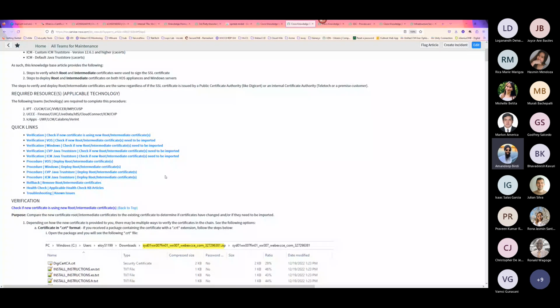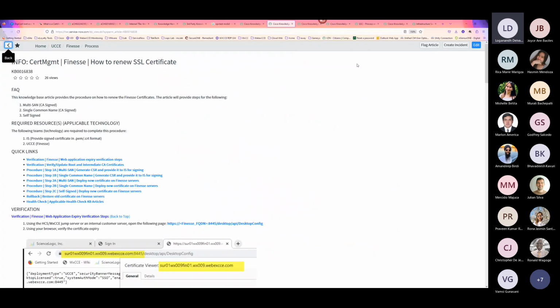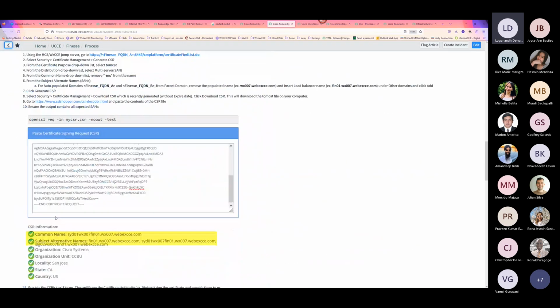Any questions on this piece? Or any questions overall? I have one question here. Myself, Logan. Yes. In the KB, I am just referring to the KB number 16838. There we mentioned while uploading the certificate, we mentioned only the application certificate. Select Tomcat and upload the application certificate.